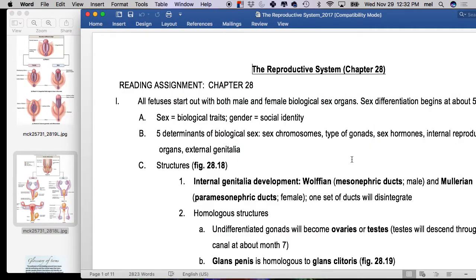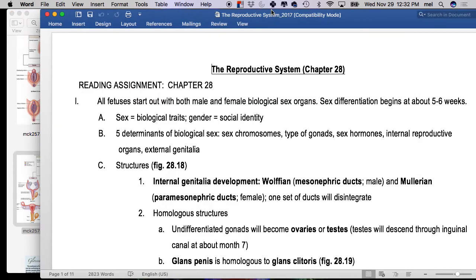Now, how many determinants are there of biological sex? There are your sex chromosomes, XX versus XY. Everybody knows those, right? There are the type of gonads. Are they testes or are they ovaries? There are your hormones. Do you have a preponderance of testosterone after puberty, or do you have a preponderance of estrogen after puberty, right? And we both have both hormones. We just have different proportions of them, right? Okay, and then there's your internal reproductive structures and your external reproductive structures, okay?